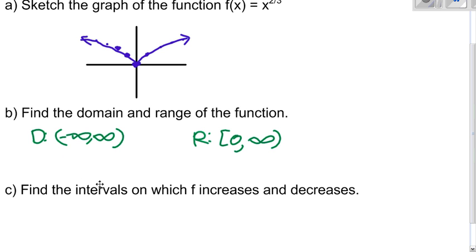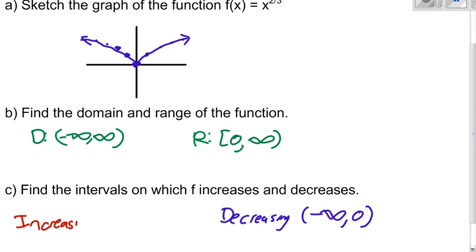And lastly, find the intervals on which it is increasing or decreasing. We'll start on the left, it is decreasing on the entire left side of the graph. So from -infinity to 0, it is decreasing. And on the right side of the graph, it starts increasing again. It is getting higher as you go to the right. So it is increasing from 0 to infinity.